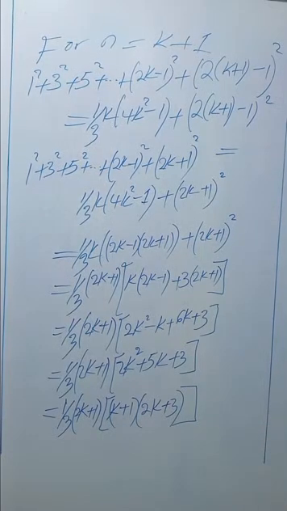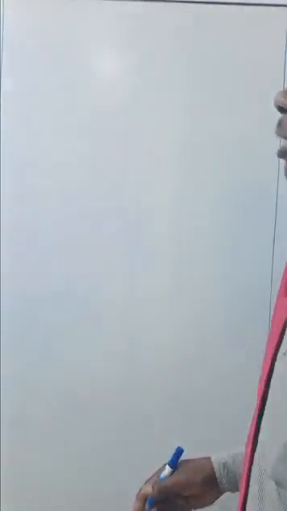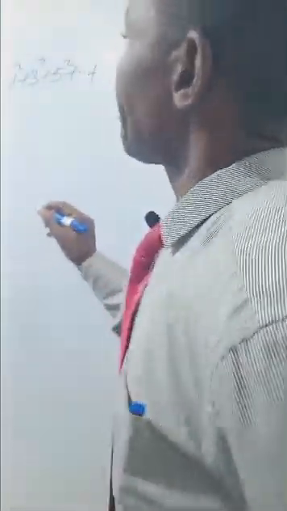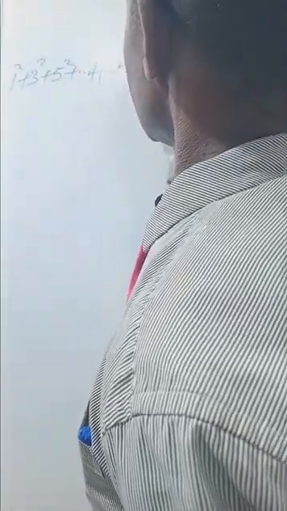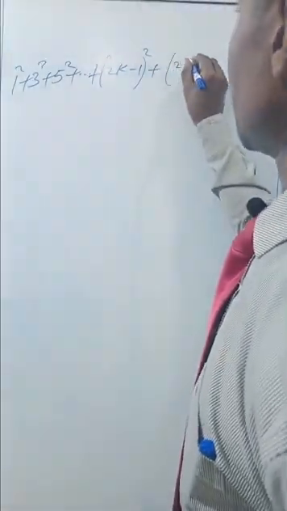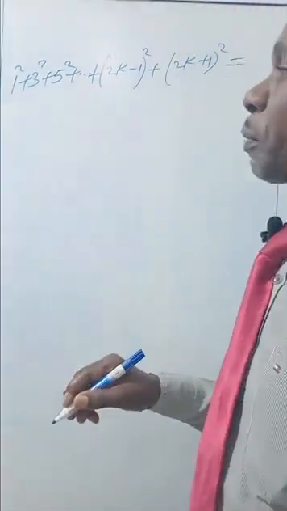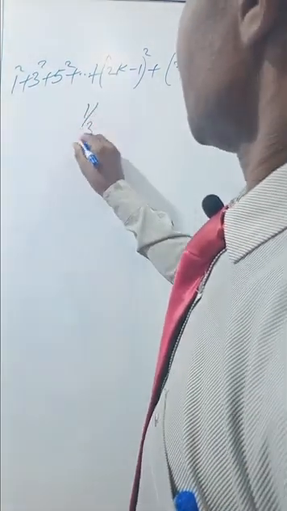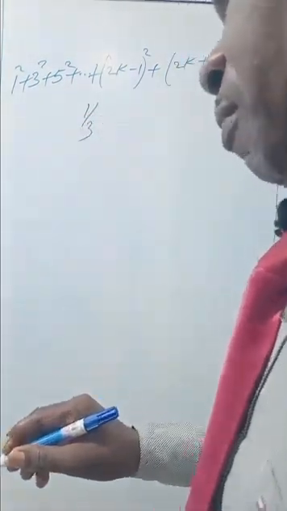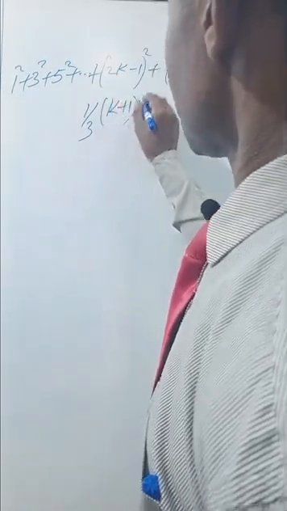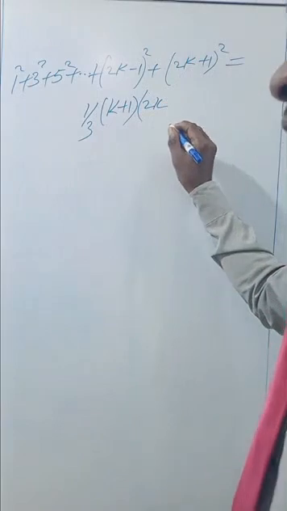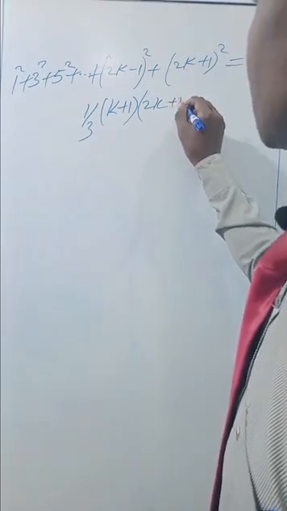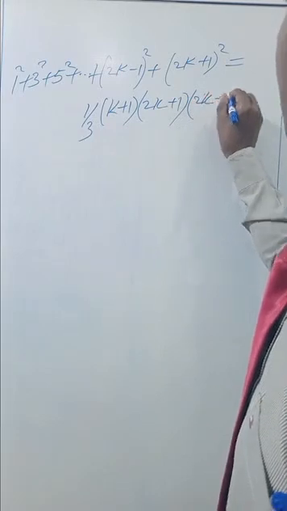Now let's put our information together and see what we can get at the end. So our statement now becomes 1 squared plus 3 squared, plus 5 squared plus dot dot dot, plus 2k minus 1 squared, then 2k plus 1 squared equals the right hand side, which is 1 over 3, then k plus 1, then 2k plus 1 also. Then we have 2k plus 3.